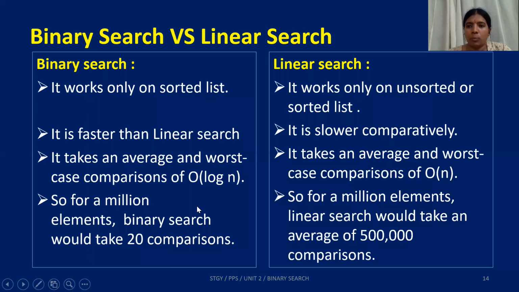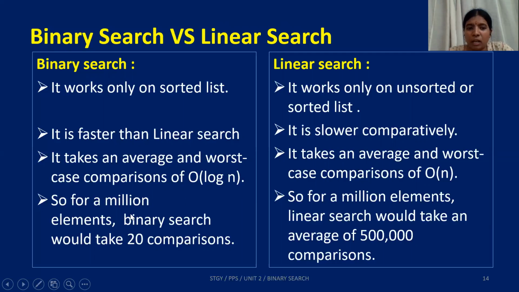When we talk about binary search, it's evident that we tend to compare it with linear search. So here is a comparison between binary and linear search. Binary search works only on a sorted list, whereas linear search works on any kind of list. Binary search is faster than linear search, whereas linear search is comparatively slower. Binary search takes an average of log n comparisons, whereas linear search takes an average of O(n) comparisons, where n is the number of elements in the list.